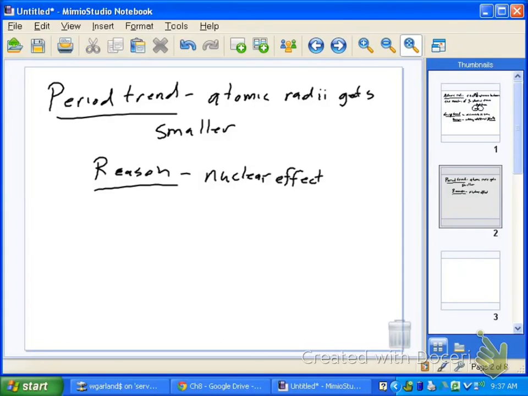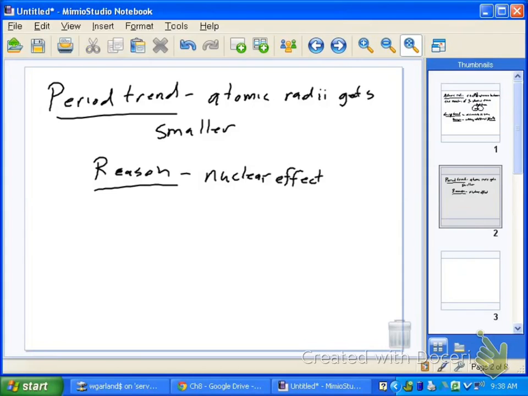But if there's more electrons on it, wouldn't it have to be bigger? Yeah, the thought would be... Right, and I'll explain the nuclear effect and how that works. The idea is that if you had more and more electrons added to a shell, those electrons will want to repel, right? Yeah, because like charges repel.